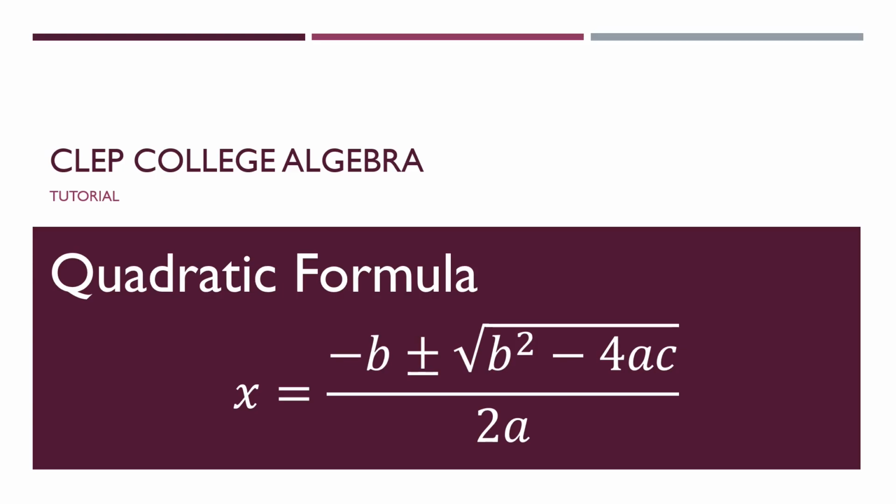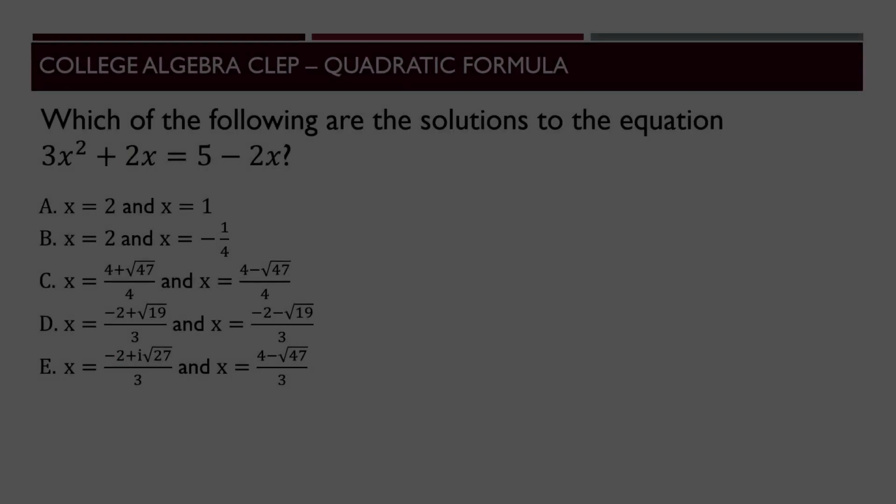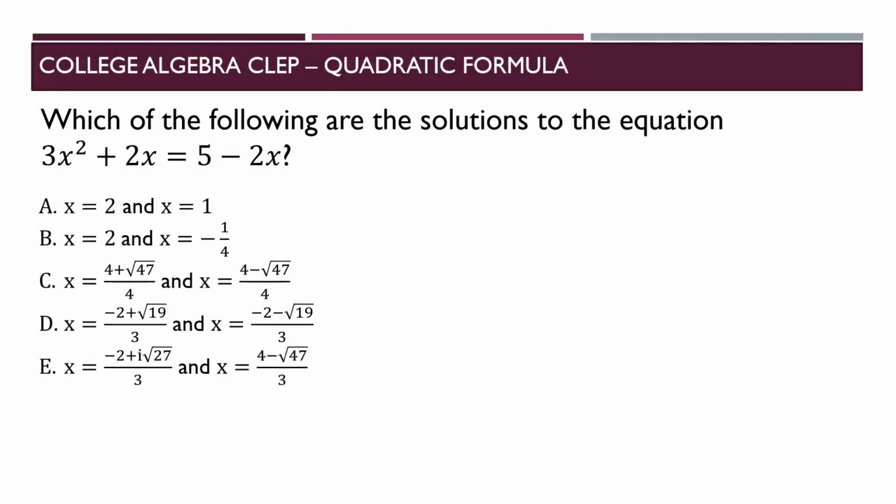In this College Algebra CLEP lesson, we're going to talk about the quadratic formula. So this problem says, which of the following are the solutions to the equation 3x squared plus 2x equals 5 minus 2x? Alright, so the first thing we want to do here is get this in the standard form.